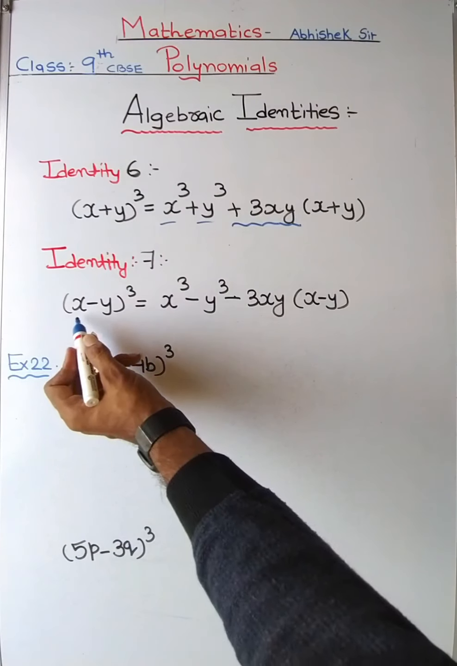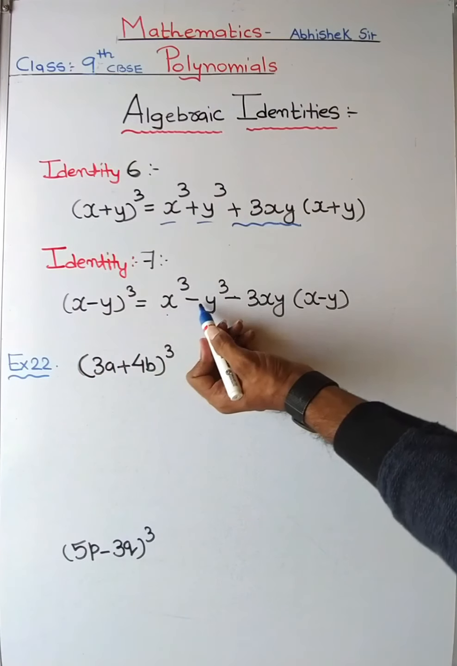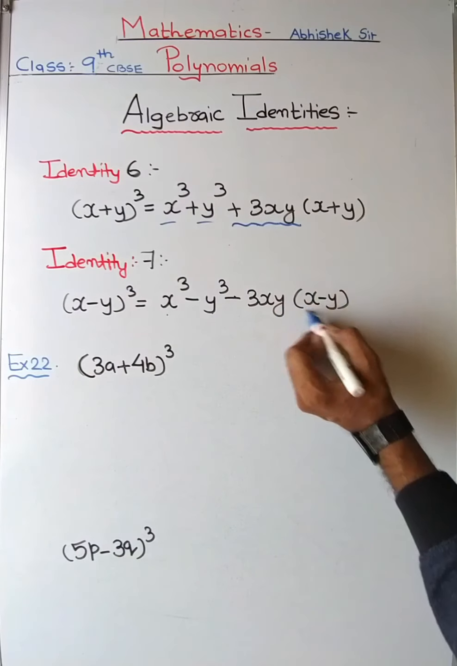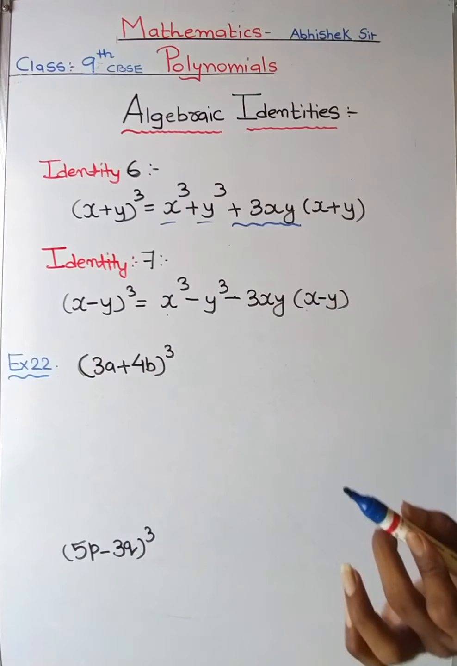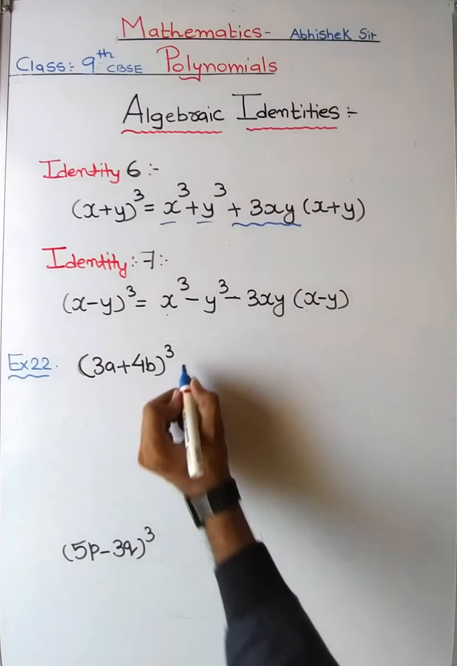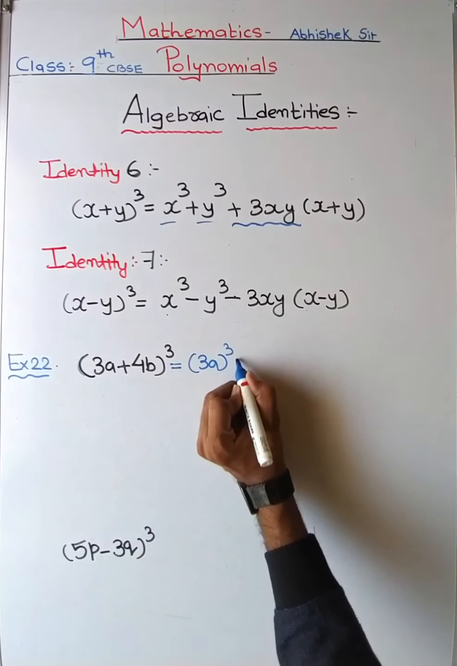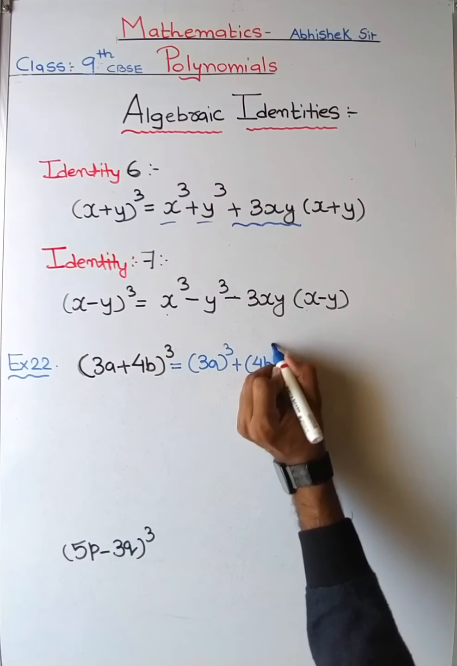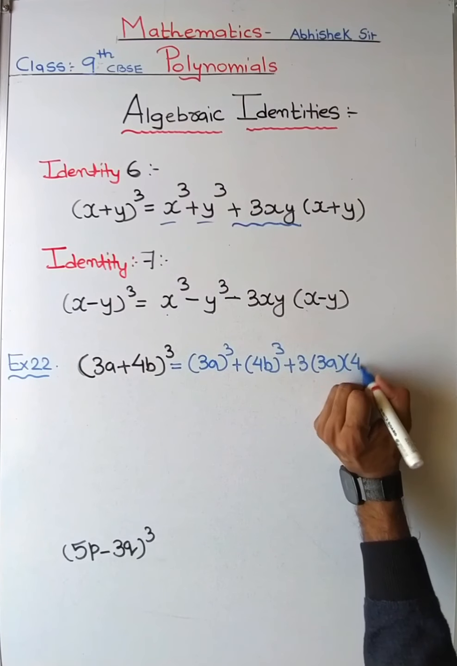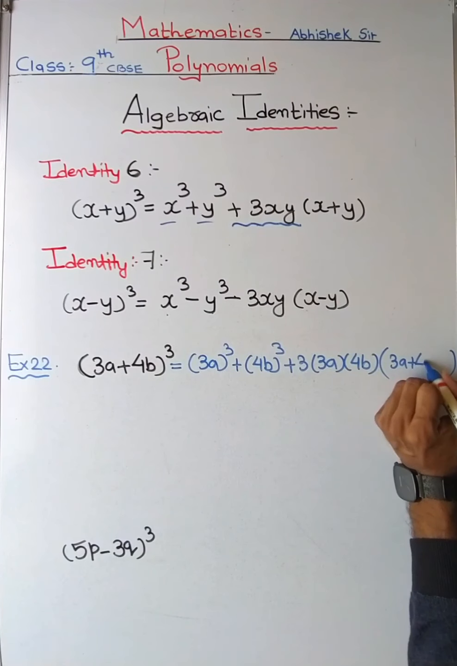Clear? Over here (x - y) whole cube is x cube minus y cube, because minus is there we have to put minus. Again plus 3xy over here we change to minus 3xy, and in the bracket we will repeat x minus y. So let us see both examples, one of plus and one of minus. First two terms will be whole cube, so it will be (3a) whole cube plus (4b) whole cube plus 3 will be the rule. Now next will be the product of two numbers, and then we will have to repeat the bracket (3a + 4b).